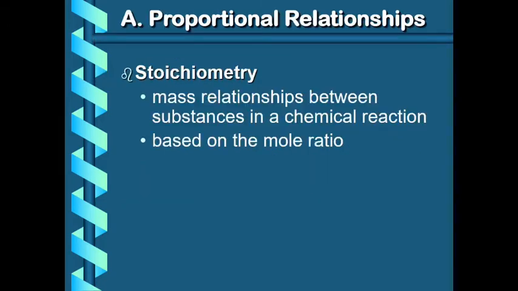So stoichiometry, it is the mass relationship between substances in a chemical reaction. So now that we have done chemical reactions in Chapter 8, and it's also based on the mole ratio, and we talked all about moles in Chapter 2, which we jumped from Chapter 3 to Chapter 8. We're going to put all of that together now and do stoichiometry problems.